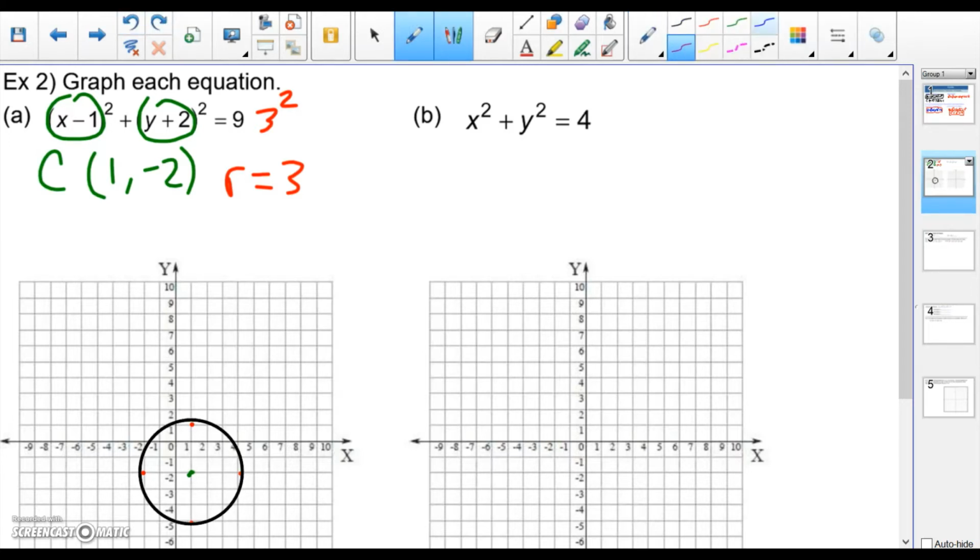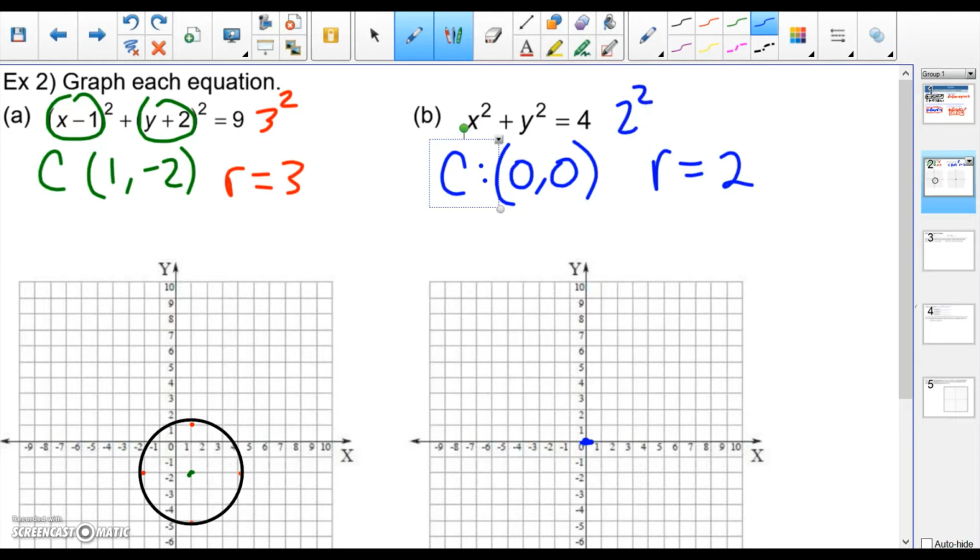So then this next one, again, you want to identify the center. In this case, x minus 0 and y minus 0. This is going to be a center at the origin, 0, 0. And the radius is going to be 2 because 2 squared is 4. So the radius is 2. So I'm going to go over 2 in any direction. You can't really go diagonal because it's hard to tell where 2 is diagonally. And then I'm going to draw a circle with the center at the origin and go through those points.